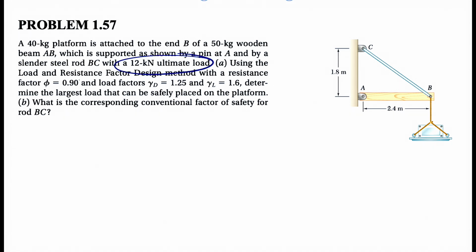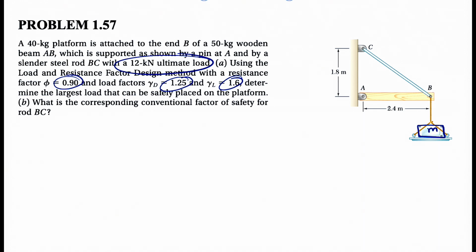In part A of the question, it says that using the load and resistance factor design method with a resistance factor of 0.9, and load factors 1.25 and 1.6 for the dead load and the live load, we need to determine the largest load that can be safely placed on the platform. Basically the load that can be placed on this platform. And in part B, the question is: what is the corresponding conventional factor of safety for the rod BC?